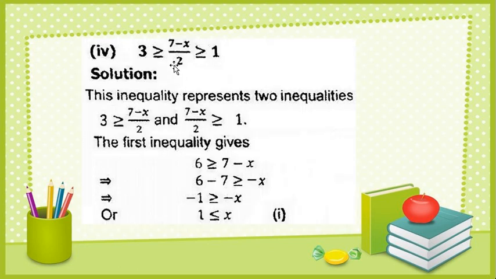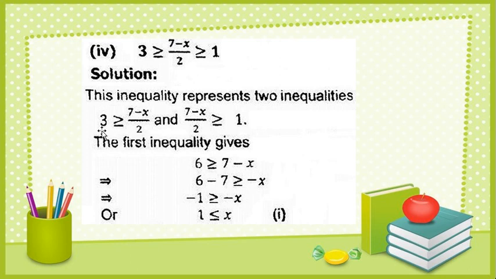Okay, now we are moving to the next question, that 3 is greater and equal to 7 minus x upon 2 is greater and equal to 1. Again we are splitting the given inequality into the two inequalities. So we are writing the middle term with the right hand side and with the left hand side. So 3 is greater and equal to 7 minus x upon 2, and 7 minus x upon 2 is greater and equal to 1. First inequality gives us, you are observing that 2 is dividing over here with 7 minus x upon 2.